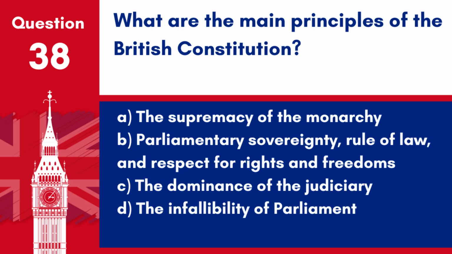Question 38. What are the main principles of the British Constitution? A. The supremacy of the monarchy. B. Parliamentary sovereignty, rule of law, and respect for rights and freedoms. C. The dominance of the judiciary. D. The infallibility of Parliament.